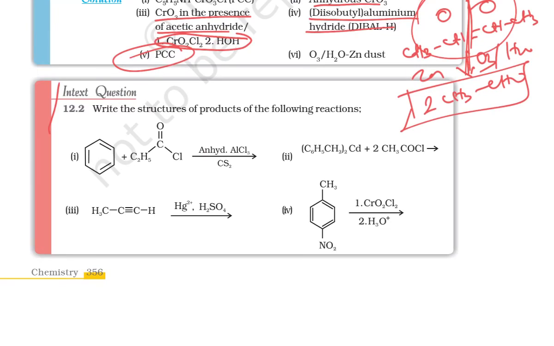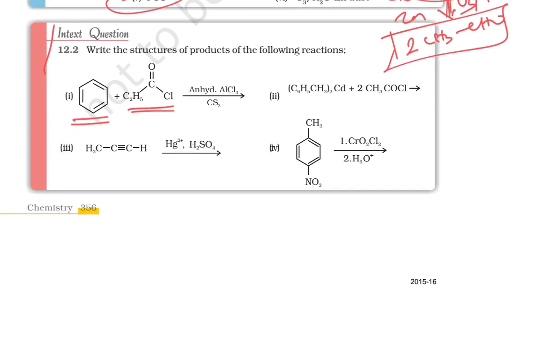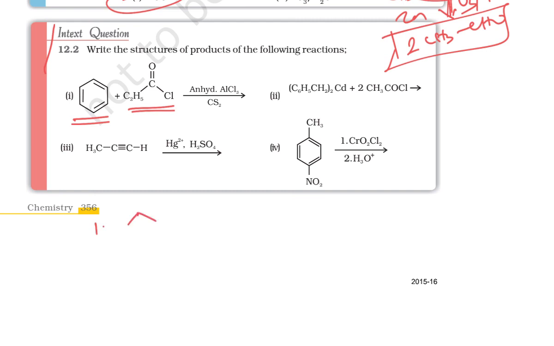Look here. So this is your benzene. This is your ethanol. So propanoyl chloride gives rise to what product? The first product is this one. Number one, it undergoes the acylation in presence of AlCl3. This is your product.